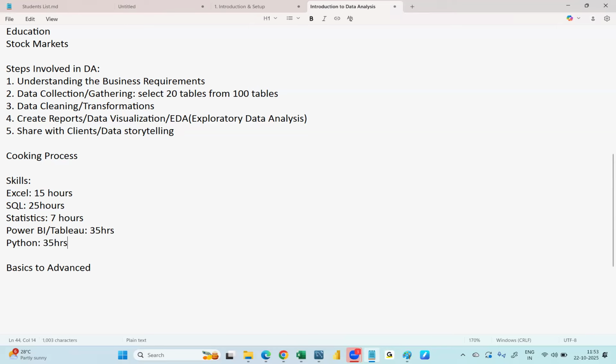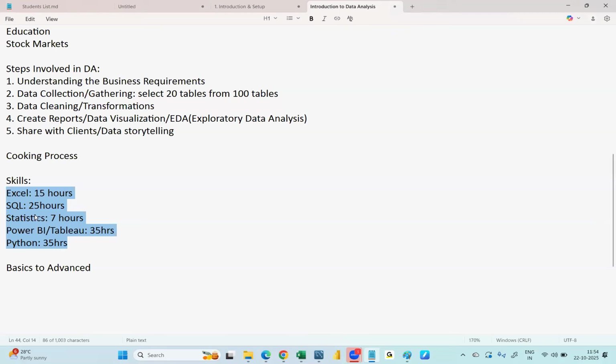So this is about the duration of each skill, and more detail related to the skill set, or how these steps are involved in these skills, we'll discuss in the next free class. Today is the first free class. We have a total of 3 free classes provided for each of the students.